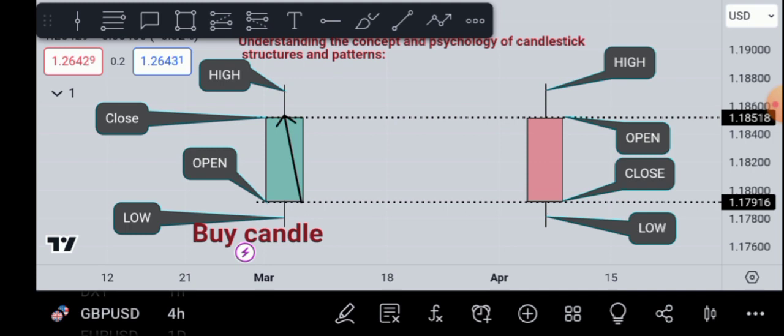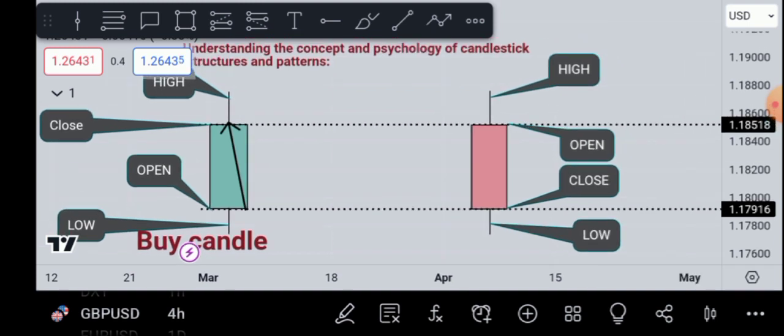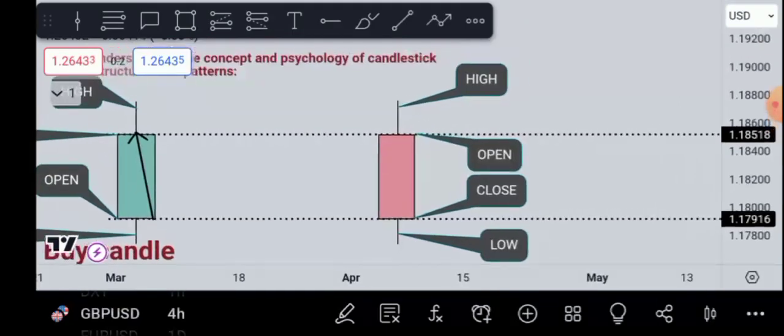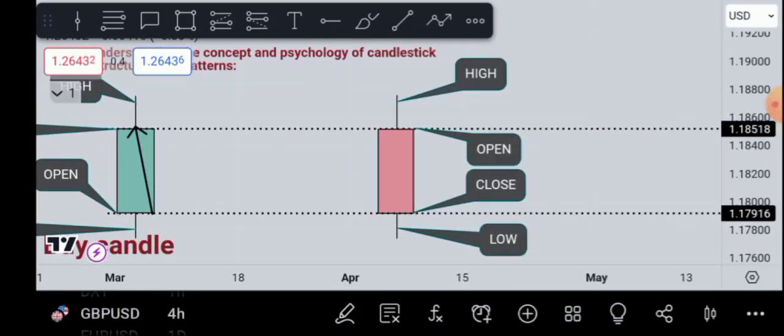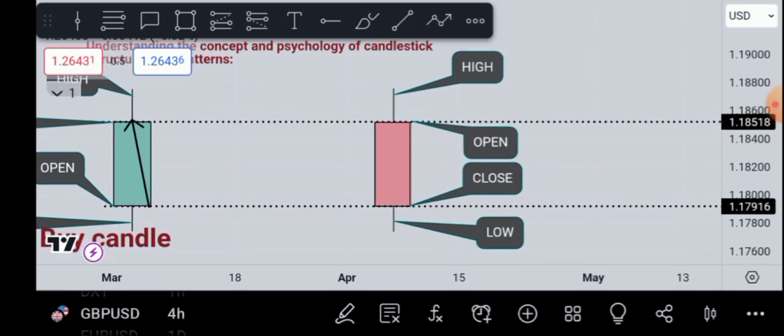So you can see I'm not saying it must be a green color. That being said, going to the sell candle now, when we move to our right hand side, we have the sell candle here. In the sell candle, the vice versa occurs, as opposed to the buy candle. Now the close is below the open of the price.